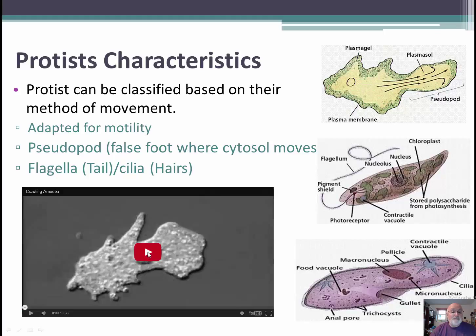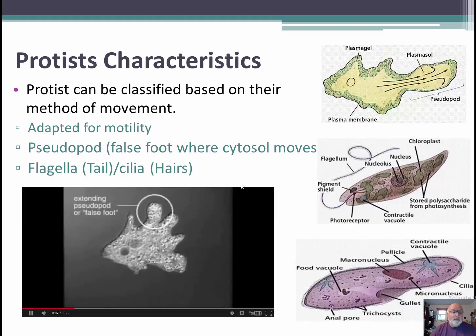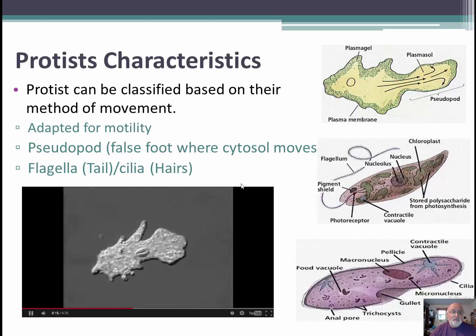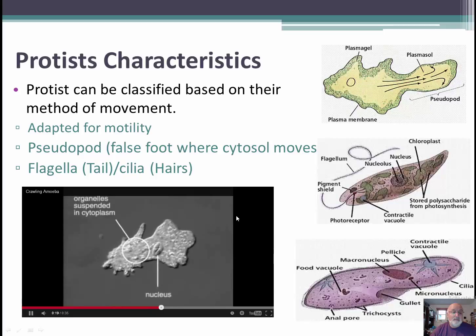So let's take a peek at this. This single-celled amoeba crawls around by using actin polymerization to push out pseudopods, or false feet, to explore new territory. At the same time, organelles move in complex patterns within the cell.